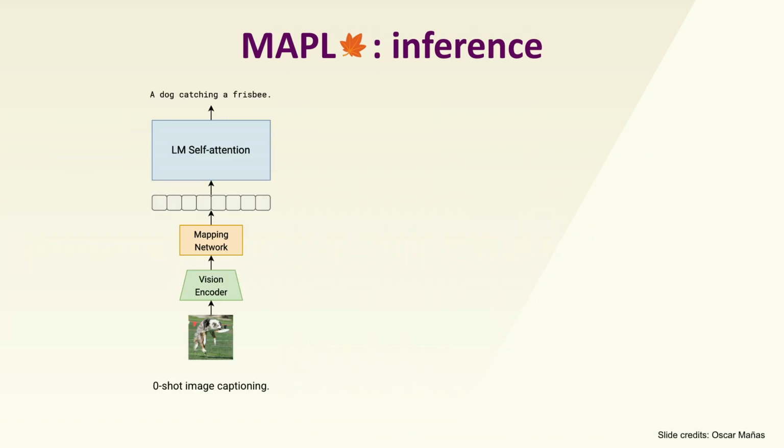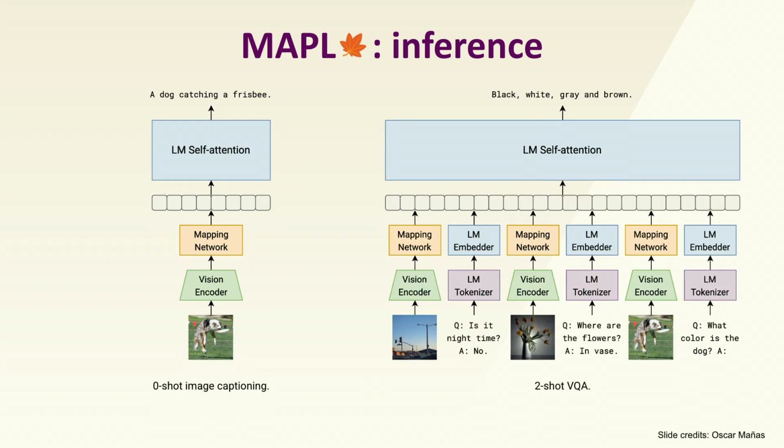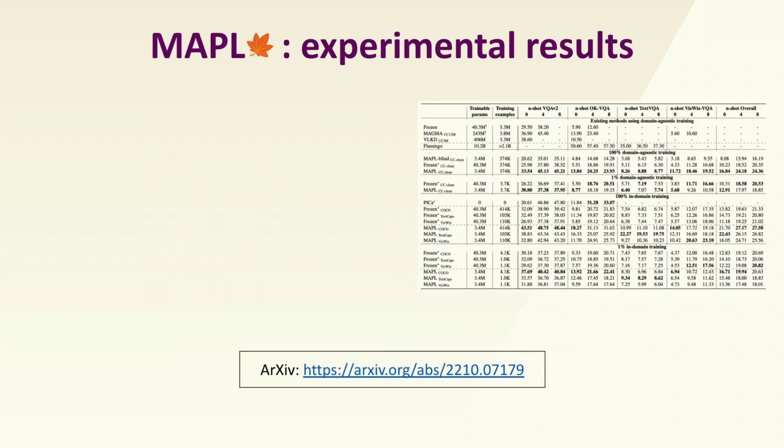So this is how the system looks at inference time. Given an image, it can generate a caption. The interesting thing is, it has never seen examples of visual question answering. It has only been trained for image captioning. But now, if you just show a few examples, it can do visual question answering as well. So now it can adapt to a new task with very, very few examples.